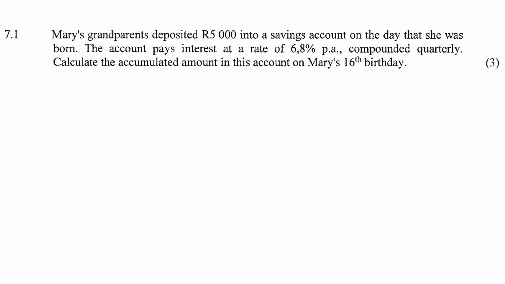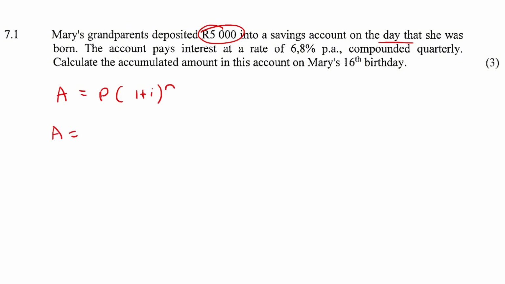As a grade 12, we often get very stuck and get confused and think everything is future value, present value. You only use future value and present value if the person is making the payments regularly, like every month or every quarter. These grandparents deposited 5,000 Rand into a savings account on the day she was born. They don't say that they carry on paying, so it's a once-off payment. So we're just going to use the grade 11 formula.